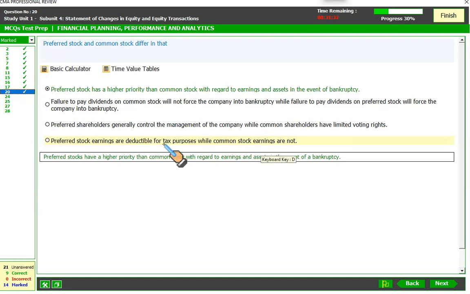Dividends are not charges against your income statement. Dividends are not tax deductible. Why? Because they are not expenses. Interest is an expense, hence it is tax deductible. Dividends are not expenses, so they are not tax deductible, whether preferred stock or common stock.